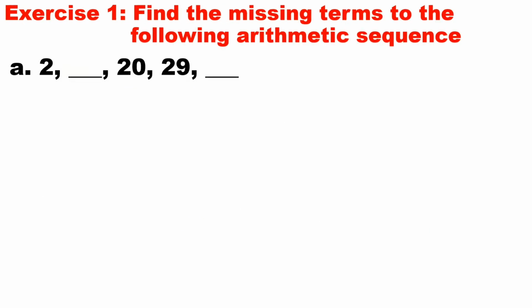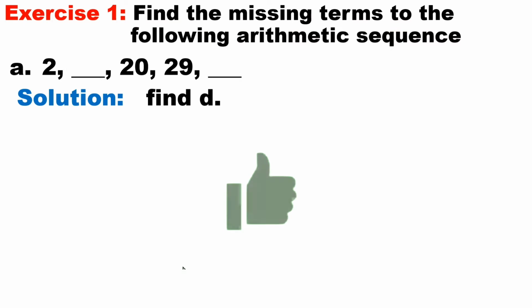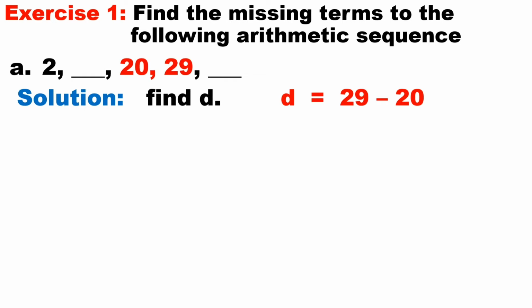Problem number 1. Find the missing terms to the following arithmetic sequence. Letter A, 2, blank, 20, 29, and blank. The missing terms there is referring to the arithmetic means. To find the terms between 2 and 20 and after 29, we need first to find the common difference or D. To find the common difference, we will use the consecutive terms 20 and 29.